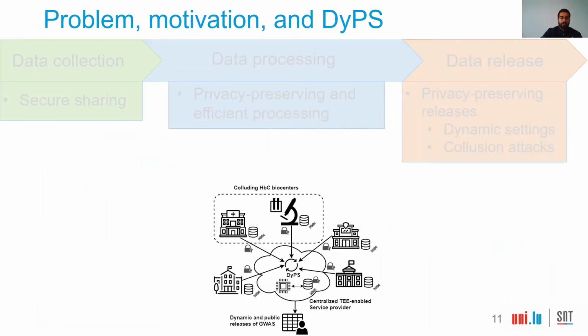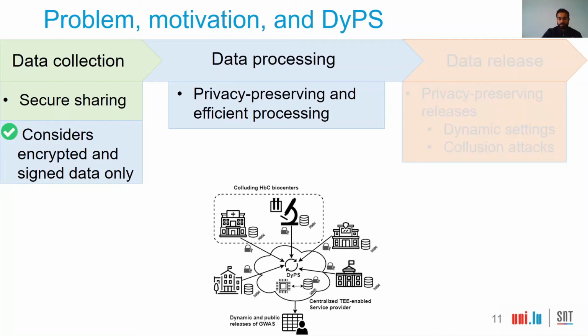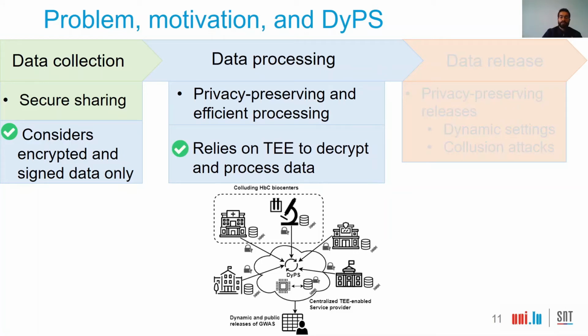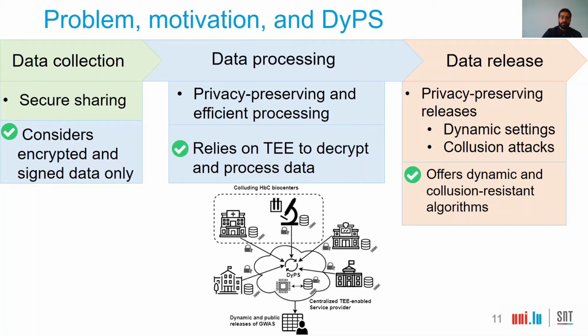In this slide, I will summarize the problem, motivation, and our contributions. During the data collection step, we need secure sharing of genomic data, and for that, DyPS uses only encrypted and signed data. In the data processing, we need privacy-preserving and efficient processing, and for that, DyPS relies on trusted execution environments to decrypt and process the data. On the data release step, we need to enforce privacy-preserving releases considering dynamic settings and also be able to cope with collusion attacks. And for that, DyPS offers dynamic and collusion-resistant algorithms.